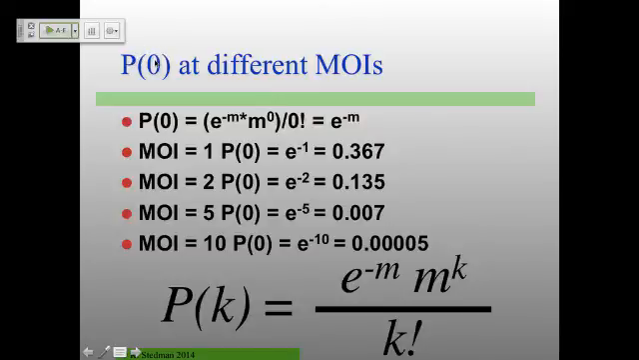But what's really important here is how many of your cells have 0 viruses associated with them, because those are going to be uninfected. And if you're trying to do a one-step growth curve, where you have simultaneous infection of everybody at the same time, you want this to be as low as possible.